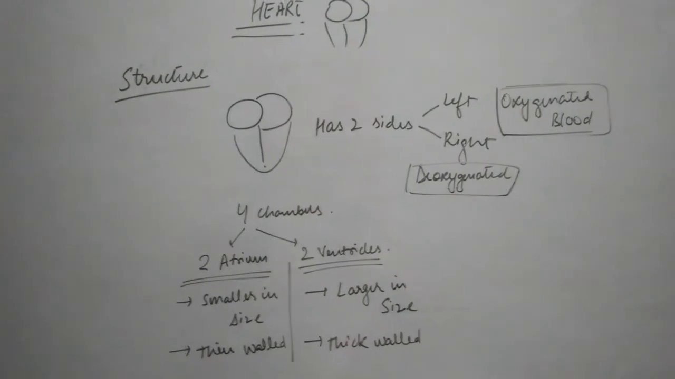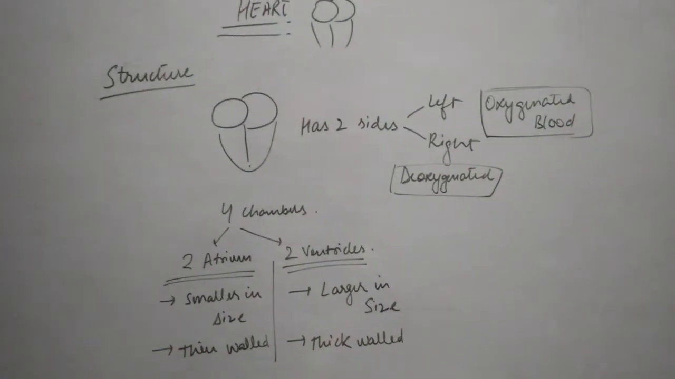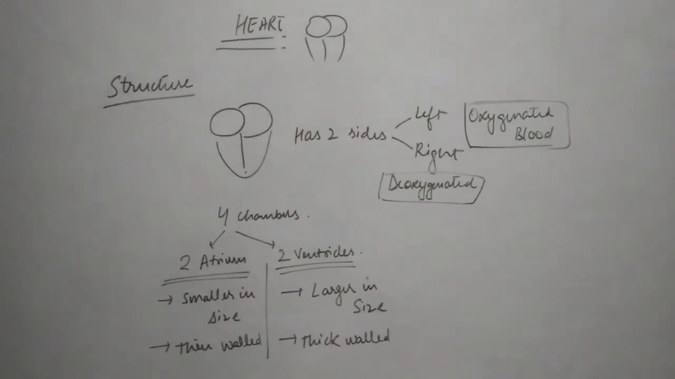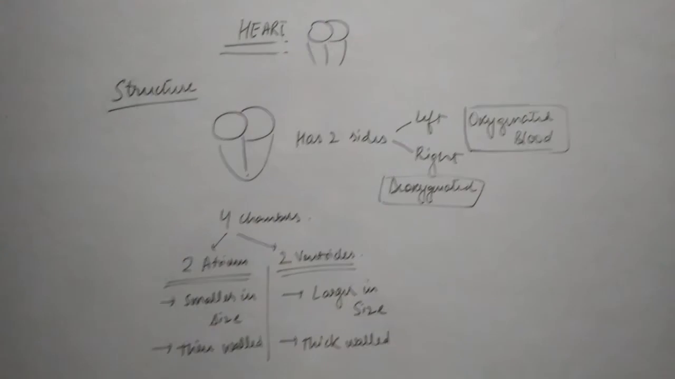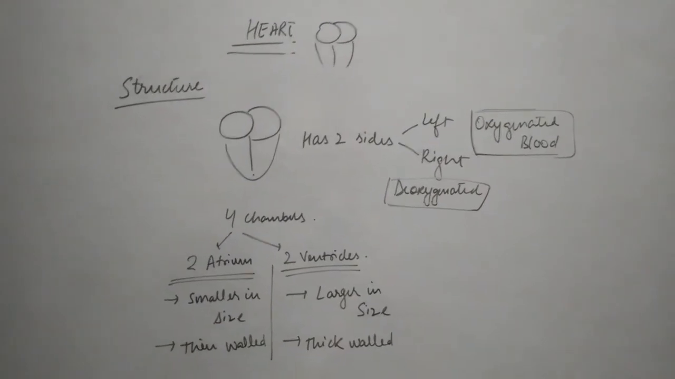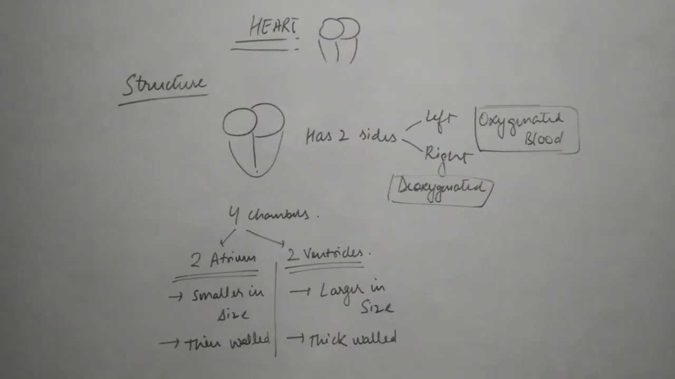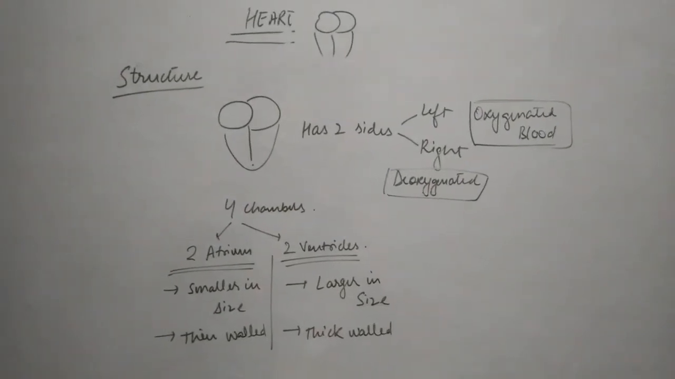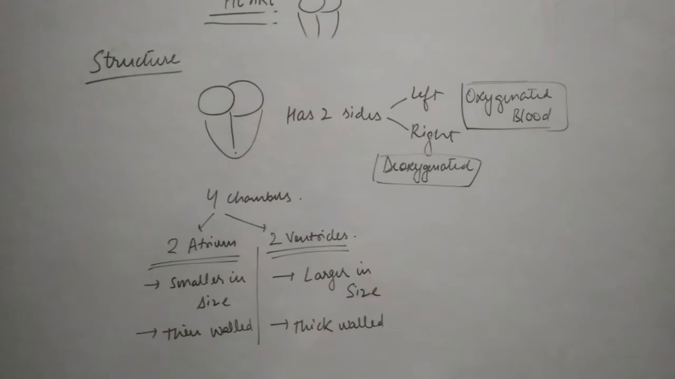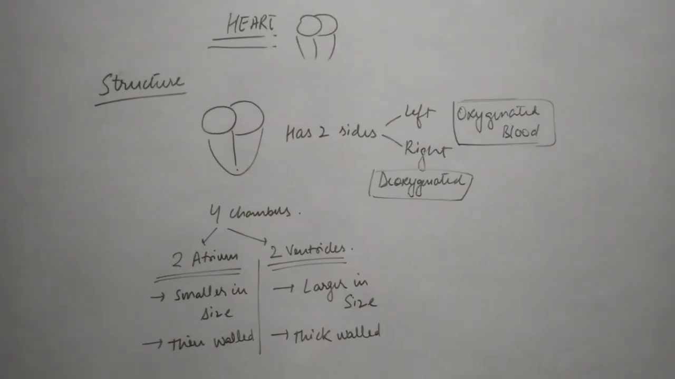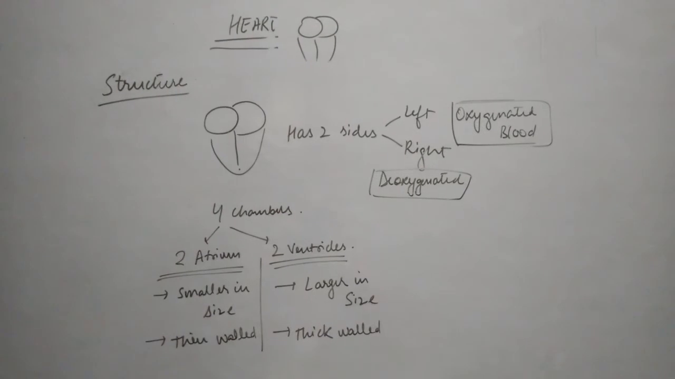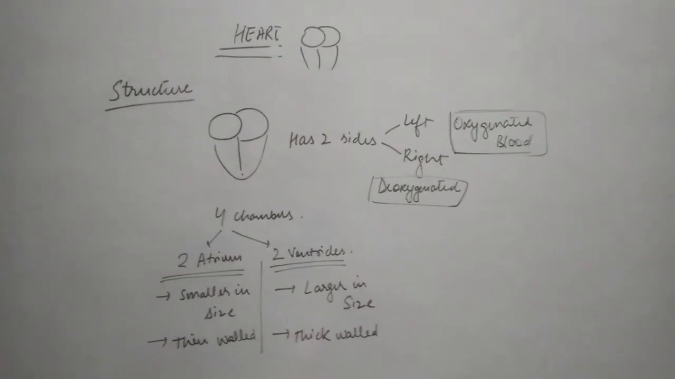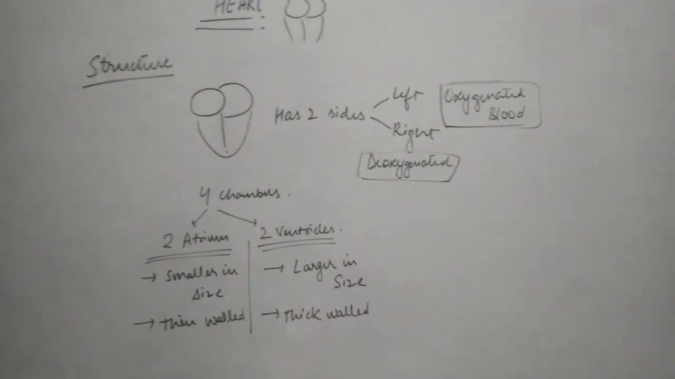Now talking about the structure, the heart is made up of two sides, left and right. The left side contains oxygenated blood, whereas the right side contains deoxygenated blood. The heart has four chambers: two upper chambers called atria, and two lower chambers called ventricles. Atria are smaller in size in comparison to ventricles, and they have thinner walls than ventricles.